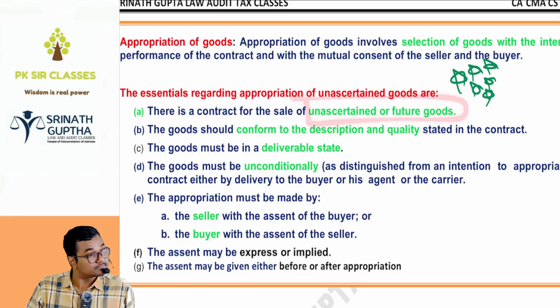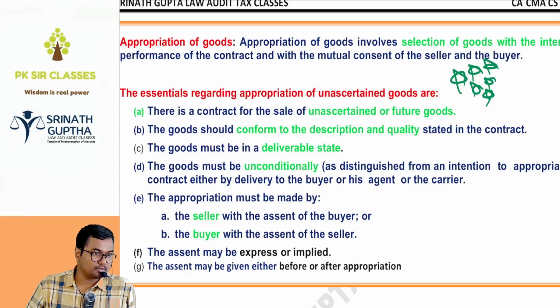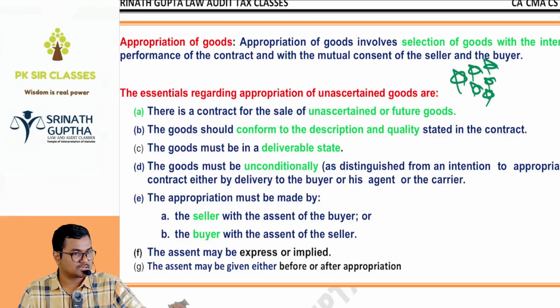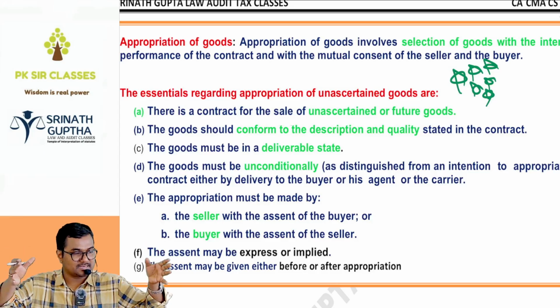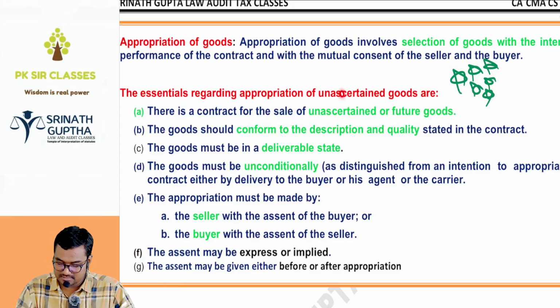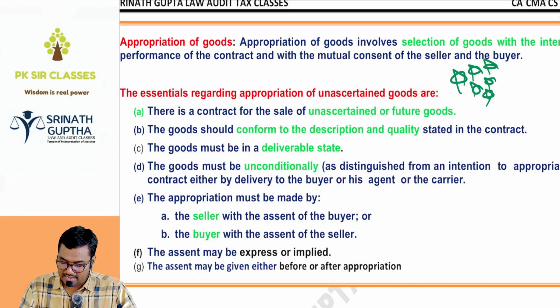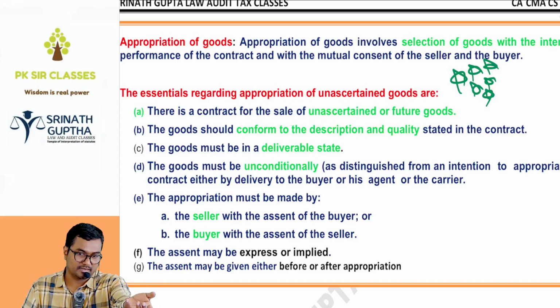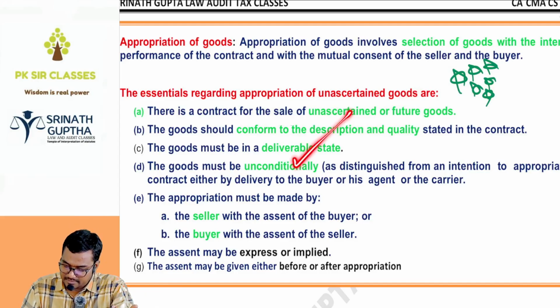Which goods? Satvika came to a Kirana shop to purchase coconuts. Outside the general store, one bag is there. Inside the bag, so many coconuts are there. All the coconuts are unascertained goods. The goods should conform to the description, and the goods should be in a deliverable state. Coconuts we will deliver just like that only. We will not pack them, and there must be an unconditional contract.